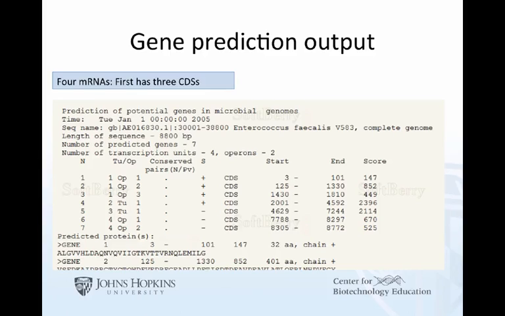Here is an output from fGenesB at softberry.com. This is explained in the separate video on bacterial gene prediction. Note that there are 4 transcription units, meaning that 4 mRNAs come out of this region of genomic DNA. Of those 4 transcription units, 2 are operons, which each have more than one CDS on that mRNA. The first mRNA has 3 CDS regions: OP1, OP2, and OP3.